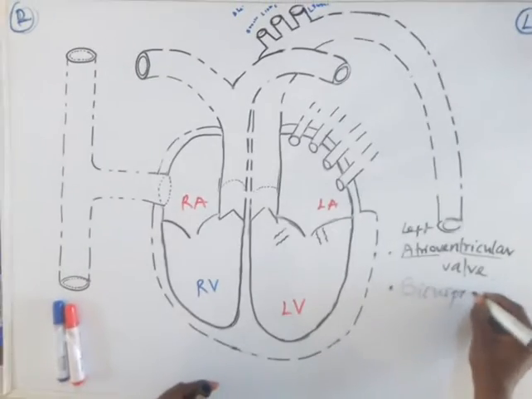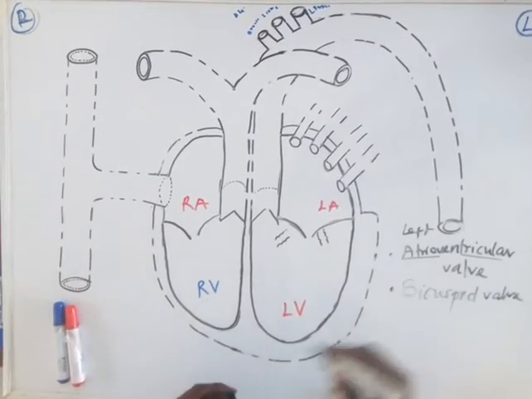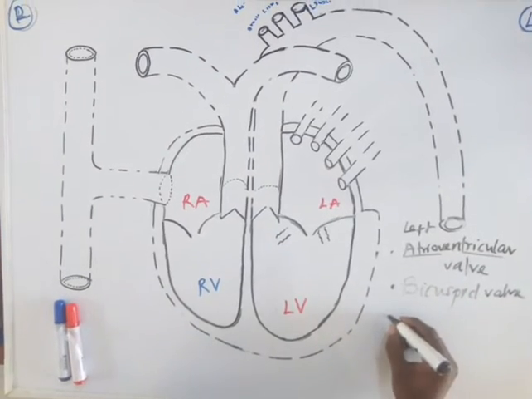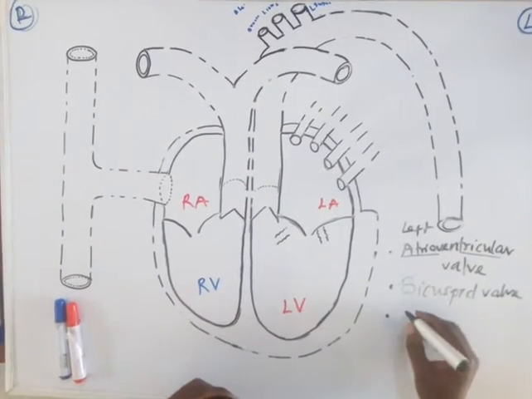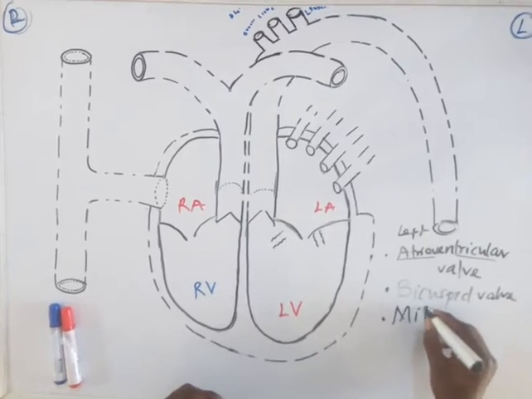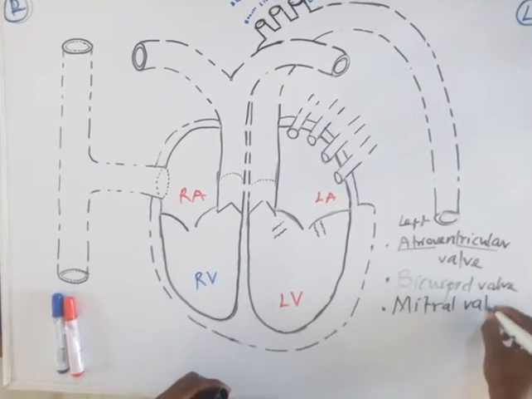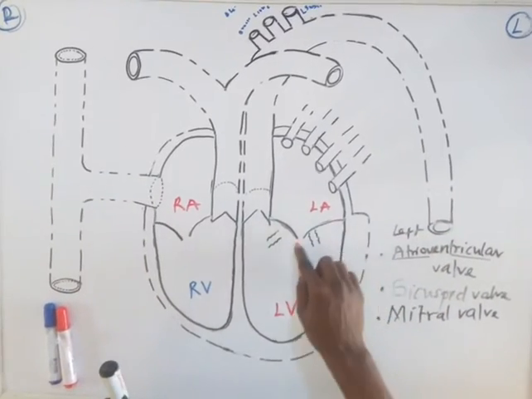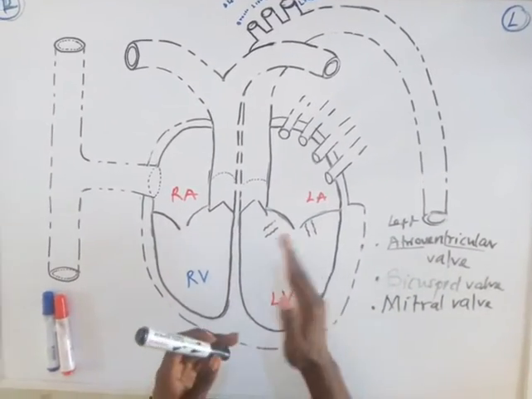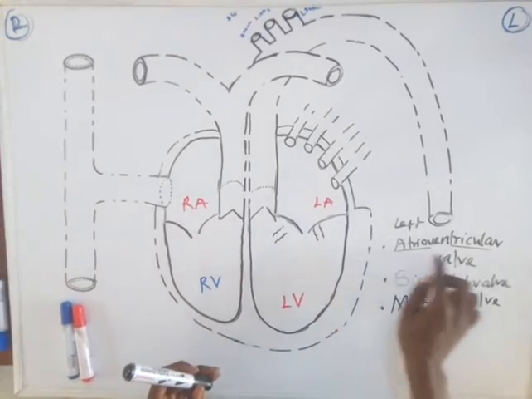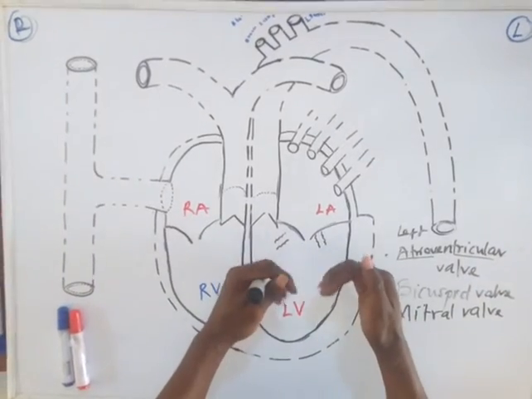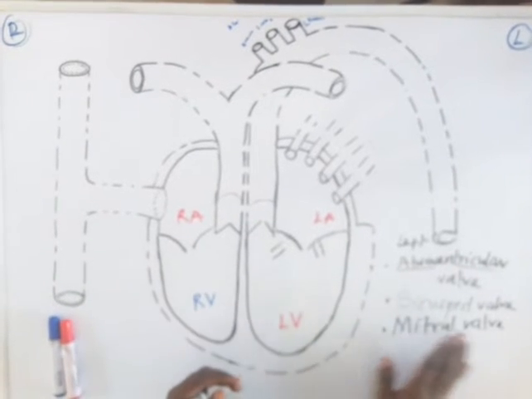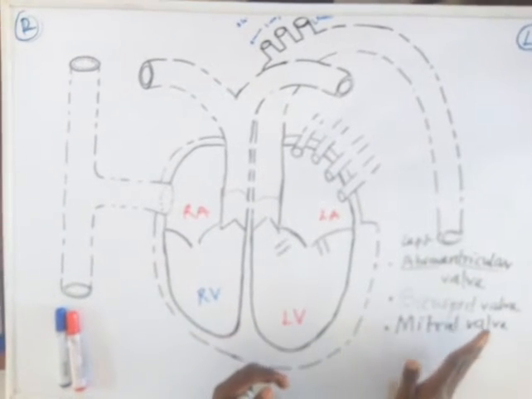Bicuspid valve. The common name is the mitral valve. On the left side of the heart, the valve is the left atrioventricular valve, and because it has two cusps it is also called the bicuspid valve, and the other name is the mitral valve.